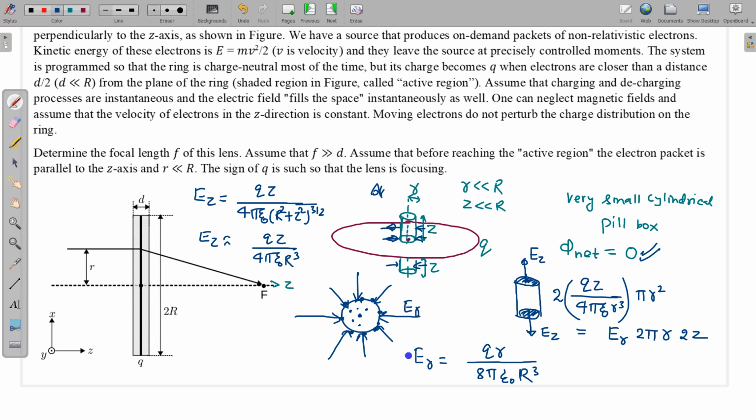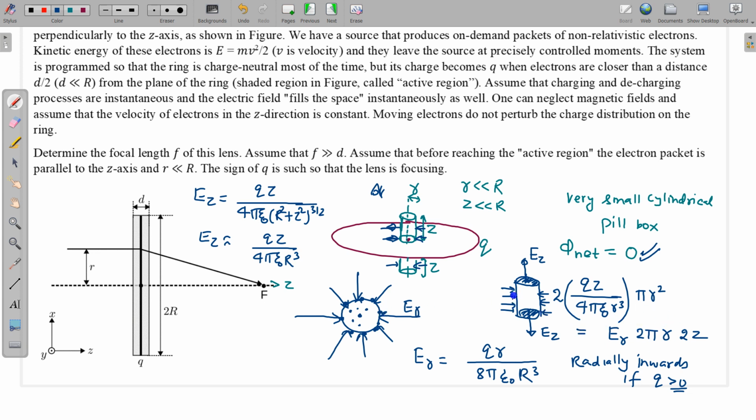And what is the direction of this electric field? This electric field is radially inwards. If Q is positive, remember, if Q is positive, then this electric field is radially inwards, and we can assume, due to this approximation, that this electric field is the same everywhere magnitude wise. So this electric field is the same everywhere magnitude wise. That's why I've written it like this.